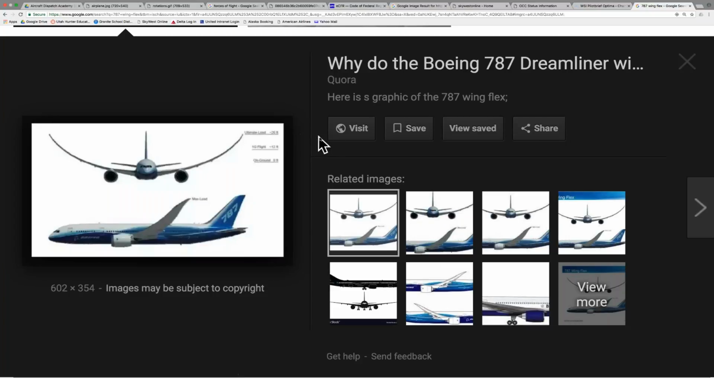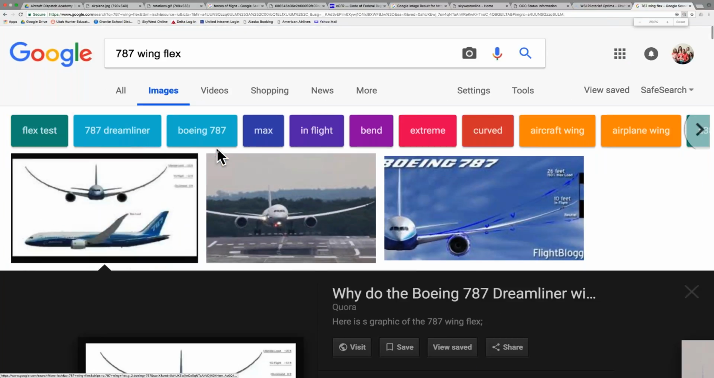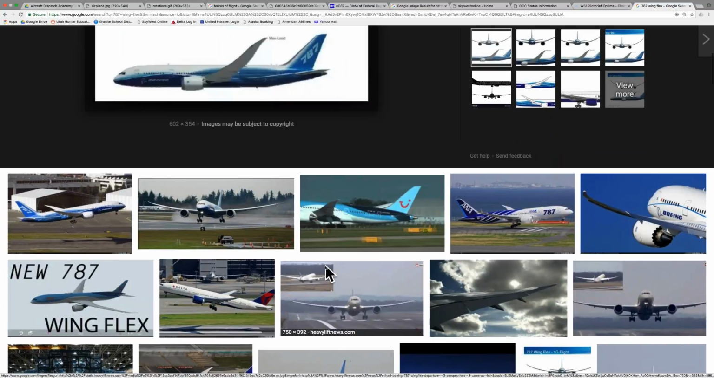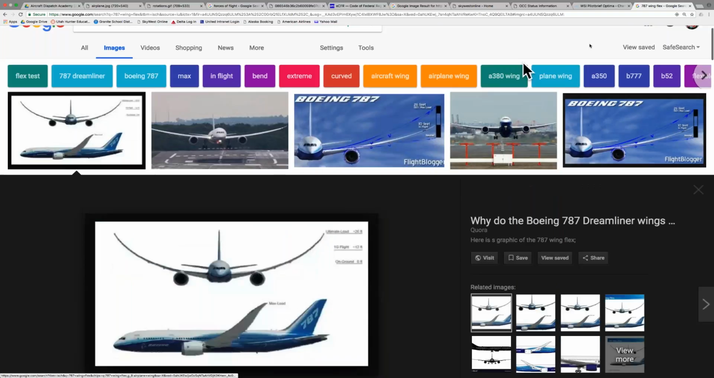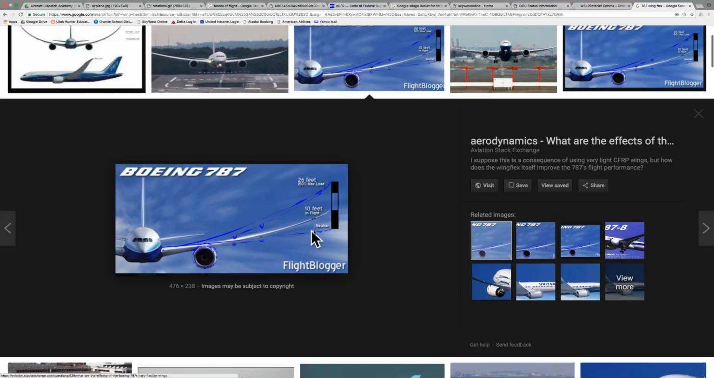And it's all part of the design. If they were extremely rigid, they'd just snap off as soon as you hit a bump of turbulence. So, oh, there's a good picture there. Here's neutral, and then it'll flex a total of 26 feet under its max load. That's pretty crazy.